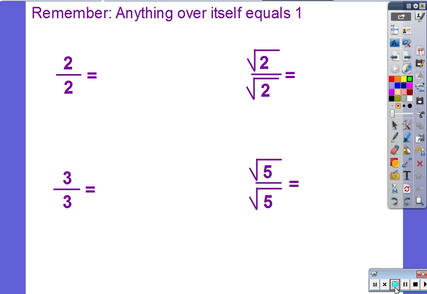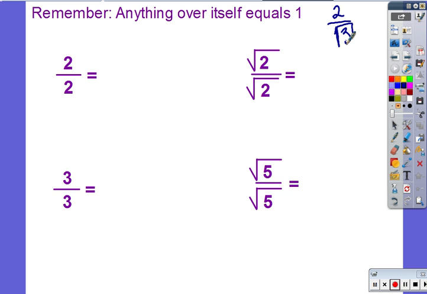We get into what we are going to do whenever we have a problem that looks like this: 2 over the square root of 3. Because right now, you can't just leave it, because what rule does that break? You can't have a radical in the denominator.